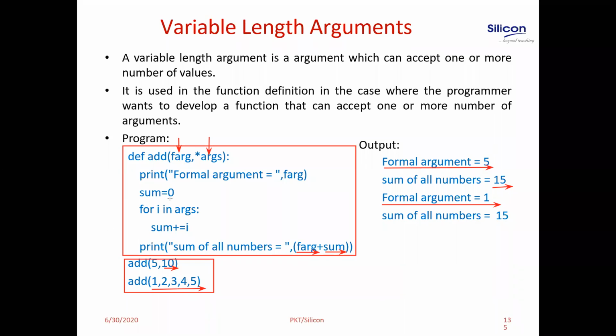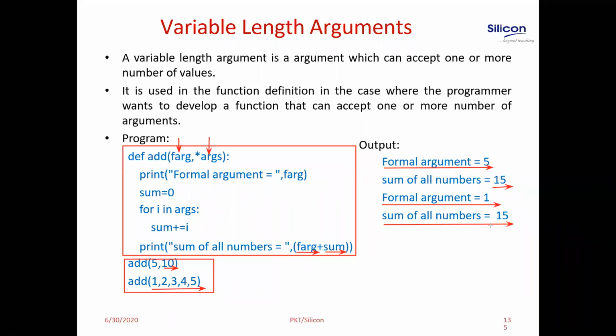Now sum equals 0. For I in ARGS, what is ARGS? 2, 3, 4, 5. So sum is equal to sum plus I. Sum is 0, so 0 plus 2 plus 3 plus 4 plus 5, it will add, correct? 0 plus 2 is 2, 2 plus 3 is 5, 5 plus 4 is 9, 9 plus 5 is 14. So sum will become 14 over here. And what will it return? FARG plus sum, so 14 plus 1, it returns 15.